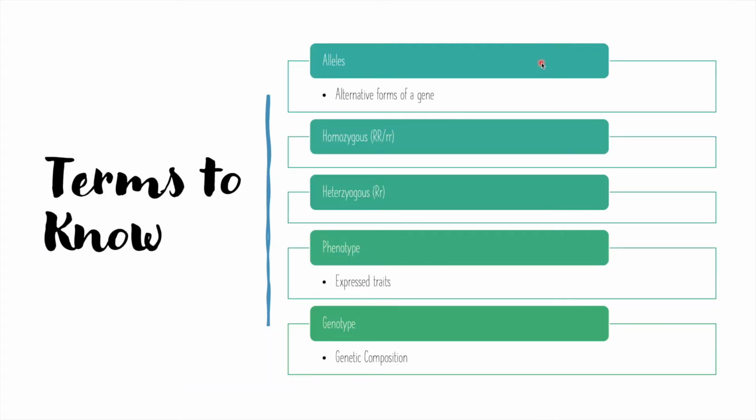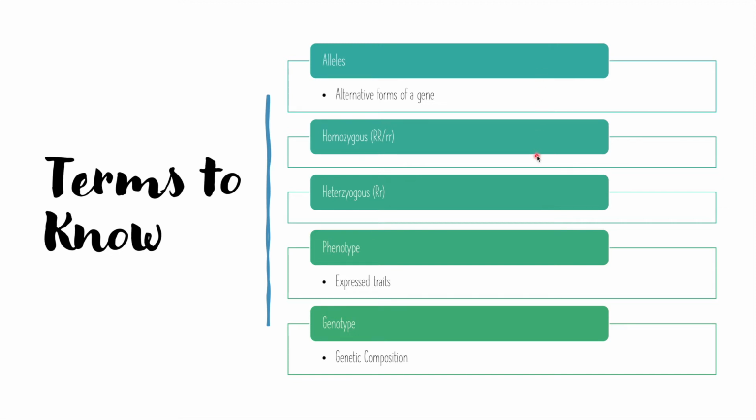Before we dive deeper, here are some terms to be familiar with. Alleles are alternative forms of a gene. For instance, genes may have a dominant allele and a recessive allele or form. The dominant allele is depicted as a capital letter, and the recessive allele is depicted as a lowercase letter.